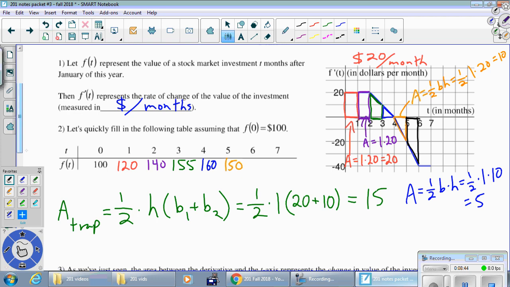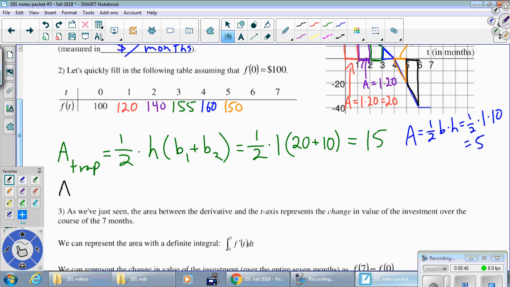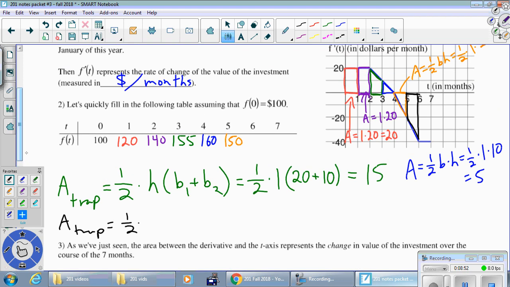Okay, so let's do the fancy trapezoid formula again. Okay, so half of the height. Remember the height is from 5 to 6, so that's just a 1. The bases are the parallel sides, so the left base is 20, plus the right base is 40. Ouch. So half of 60 is 30, but again, it's below the axis, so we just lost $30. We were at 150, we lose 30, now we're down to 120.